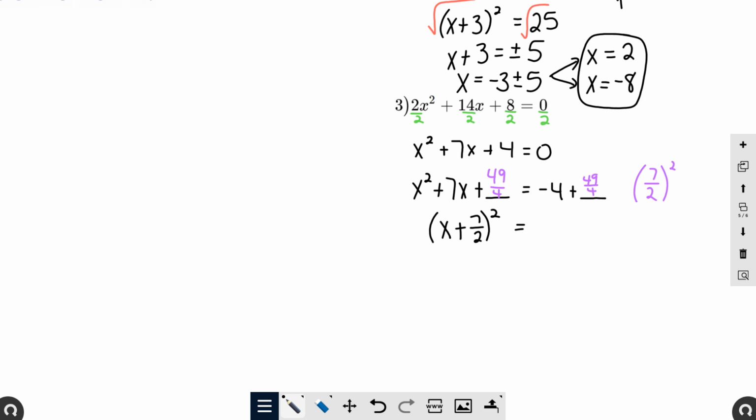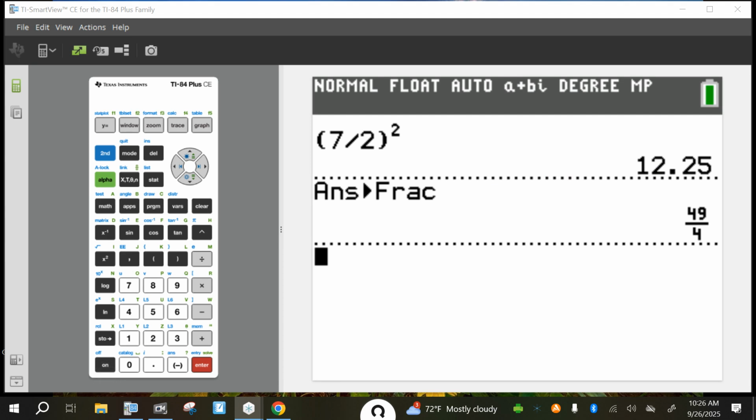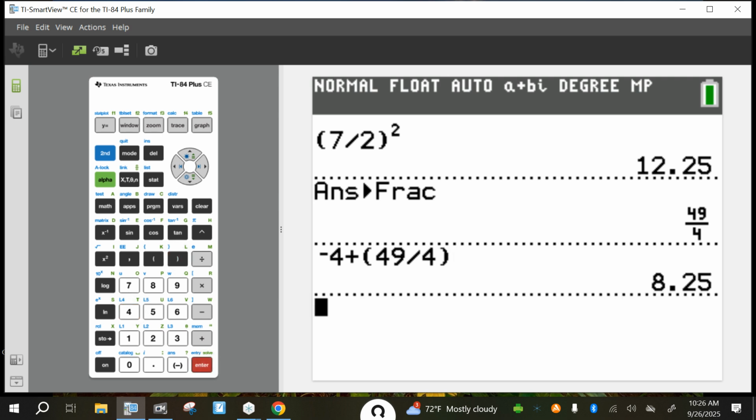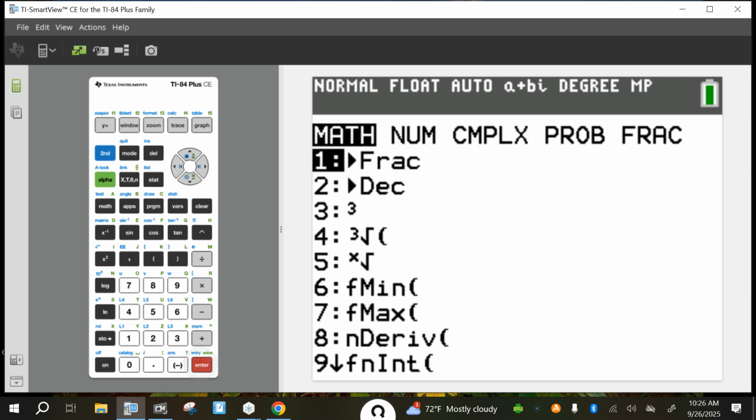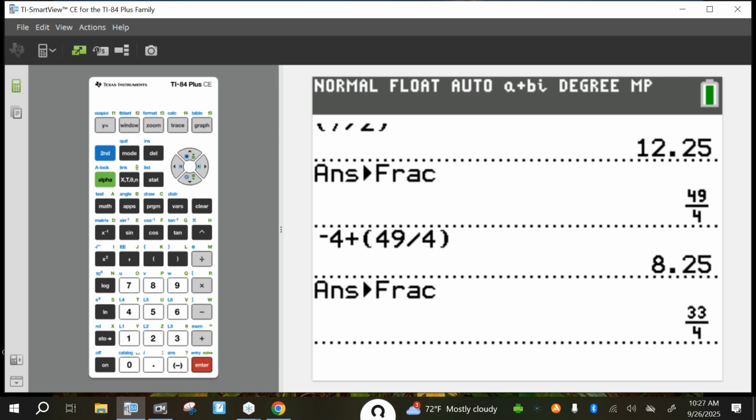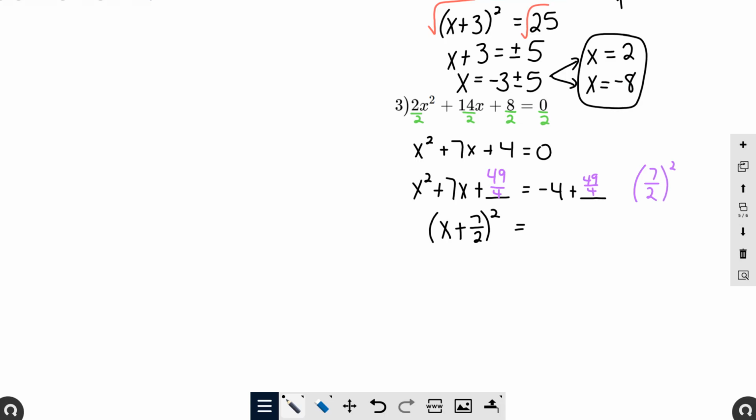Now, for this side, use your calculator. Let's do that. Negative 4 plus 49 over 4. I get a decimal. I don't deal with decimals no more, though. So hit math, enter, 33 over 4. You're exactly right. Now it's time to square root.